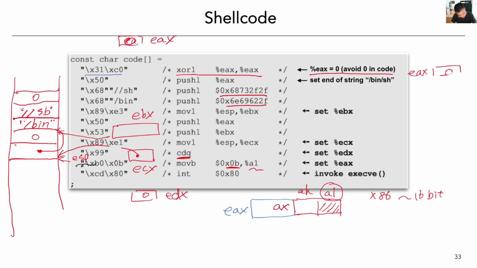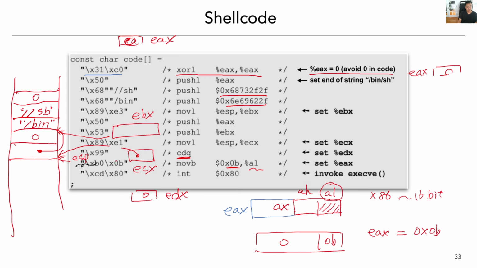Now, at the beginning, we set EAX to 0, right? Now here we move 0B to the AL. Now we have the EAX register equal to 0x0B.